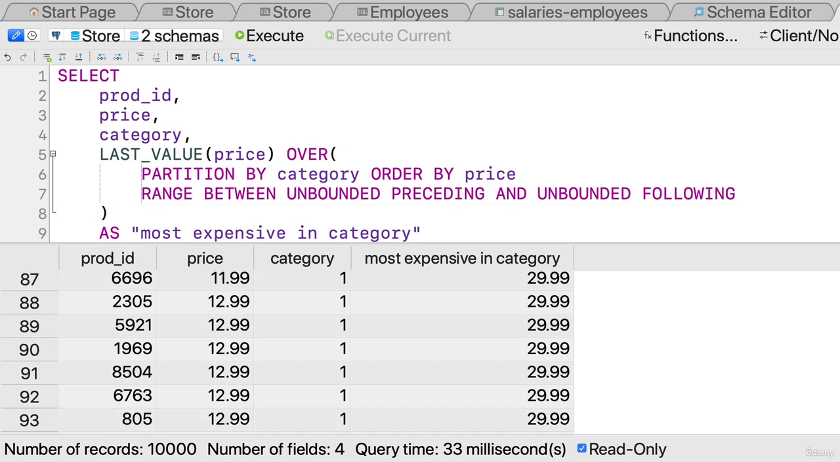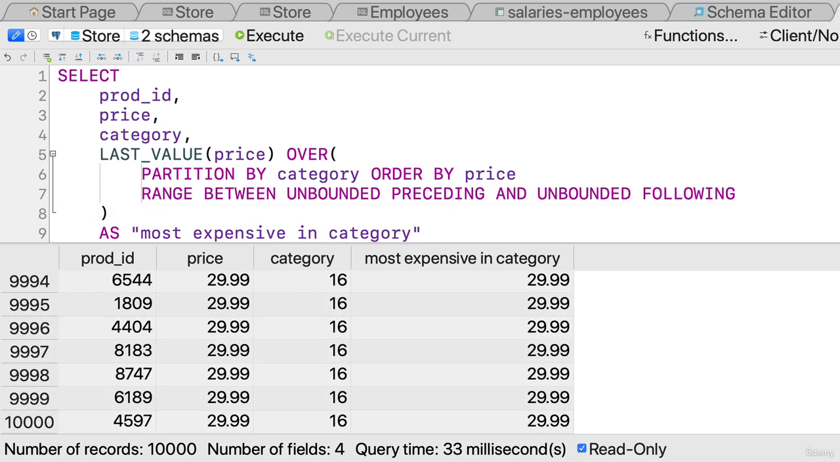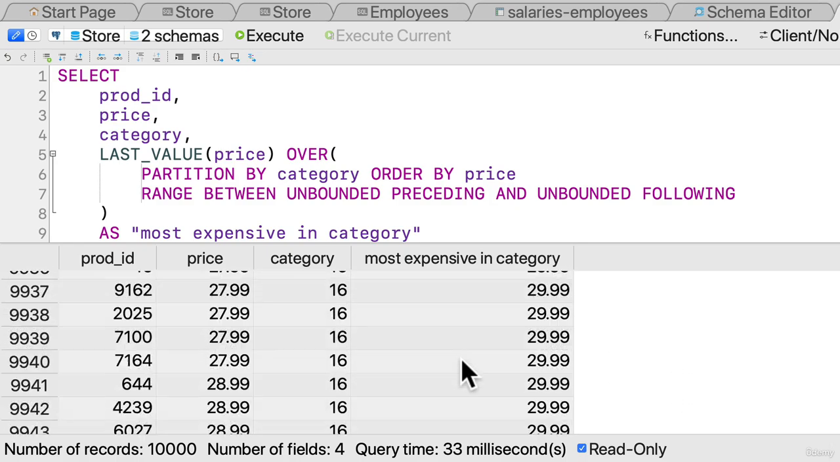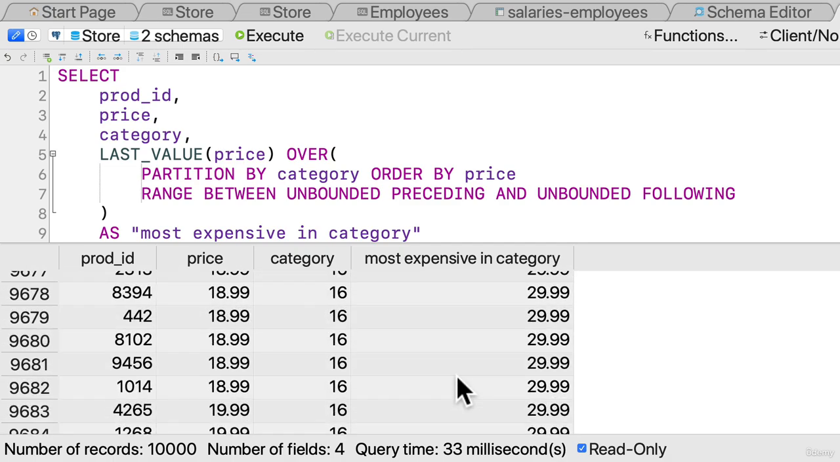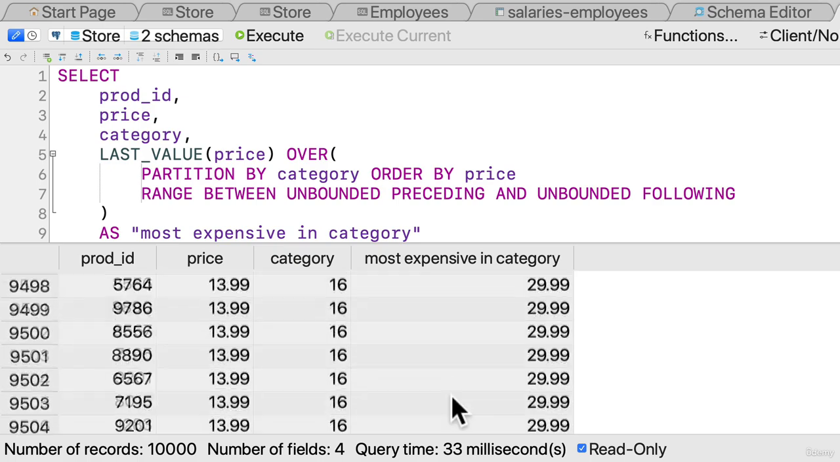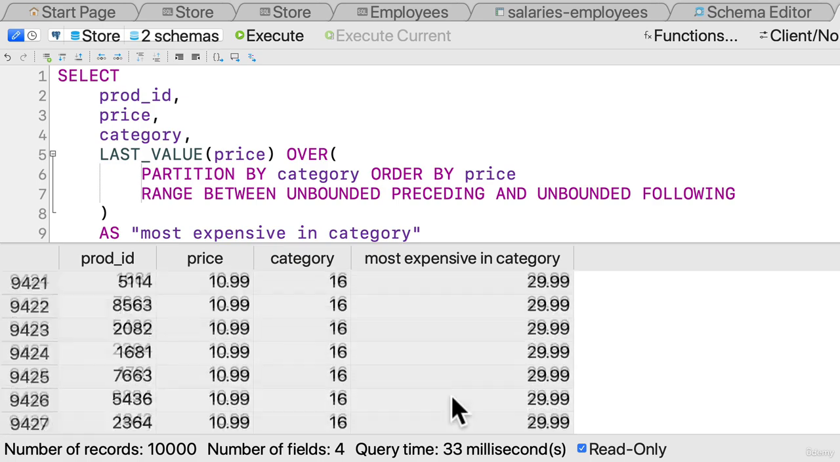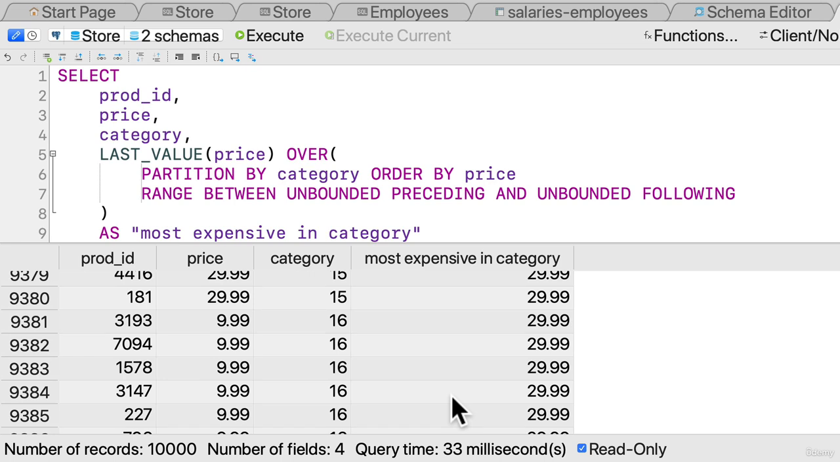And unlike the cheapest product in the category, which seemed to be $9.99 in every category, it seems to be $29.99 in every category here as well. Interestingly enough, there isn't much variety in pricing in this code base. So the highest price is $29.99, and the lowest price is $9.99. With that being said, what we know is that we can get the highest price.